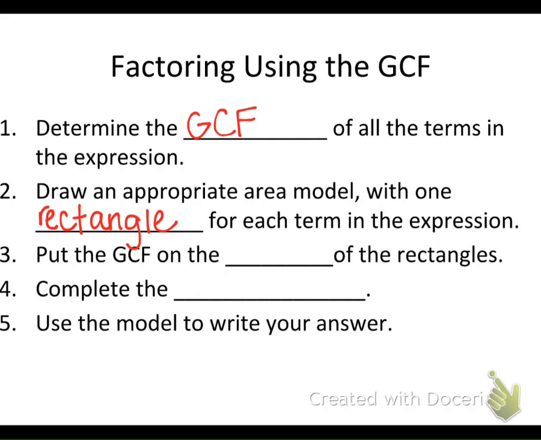Number 3 is put the greatest common factor on the left side of the rectangles. So if the greatest common factor is on the very left side of the rectangle, what does that make it? The width or the height? Trick question. Height. Yes. That makes it the height. Very good. And then number 4 is complete the model. And then number 5, use the model to write your answer.